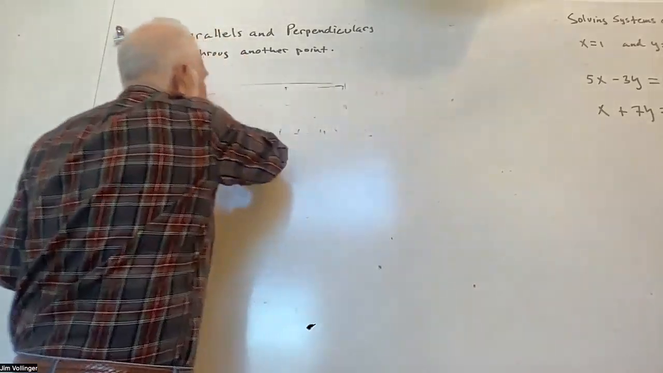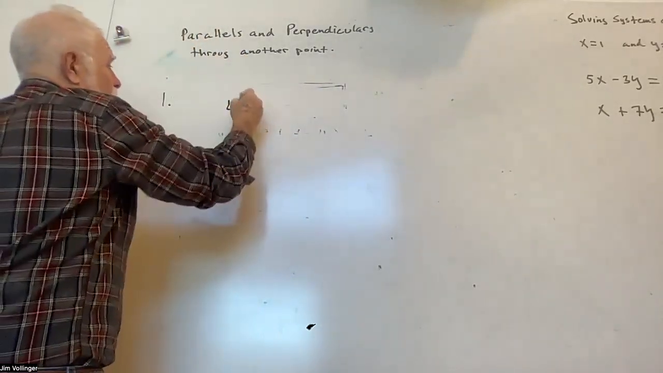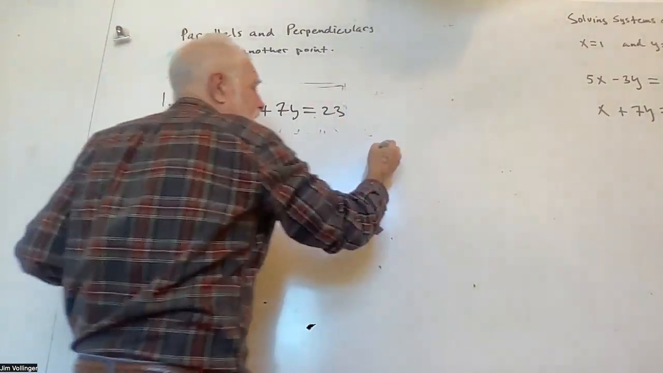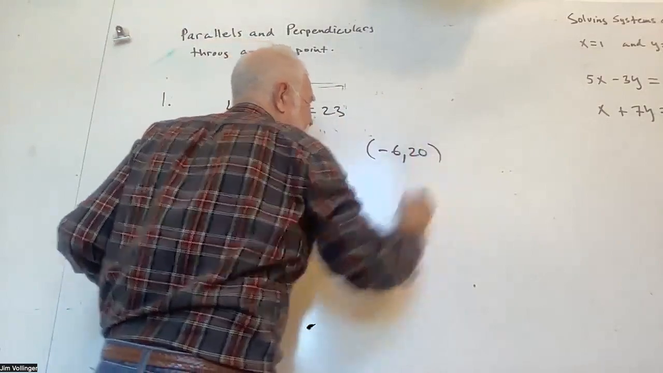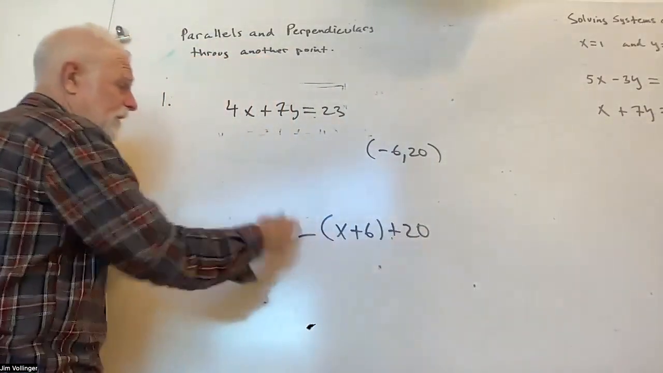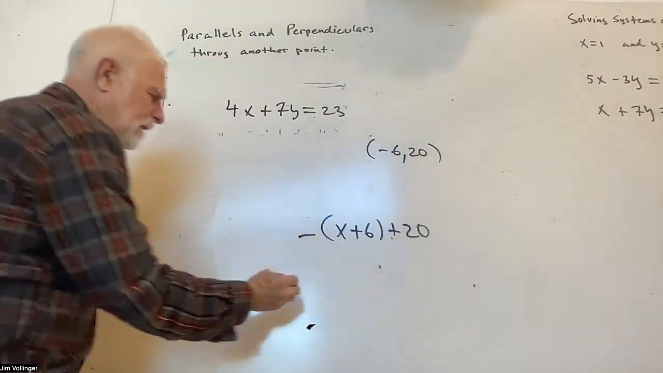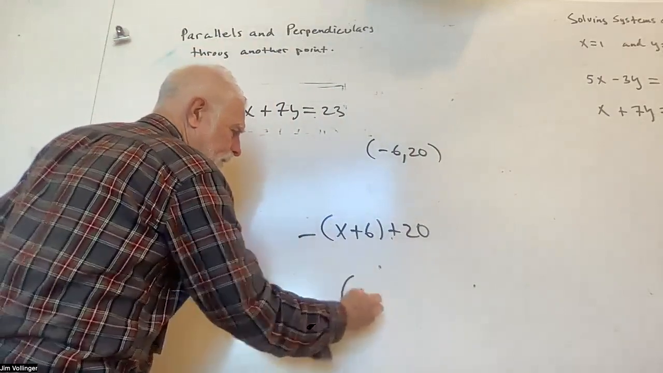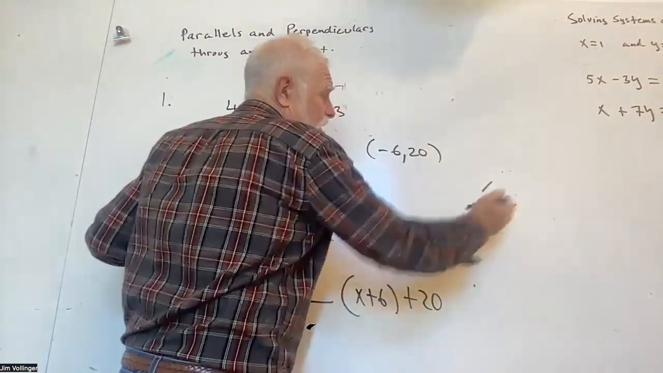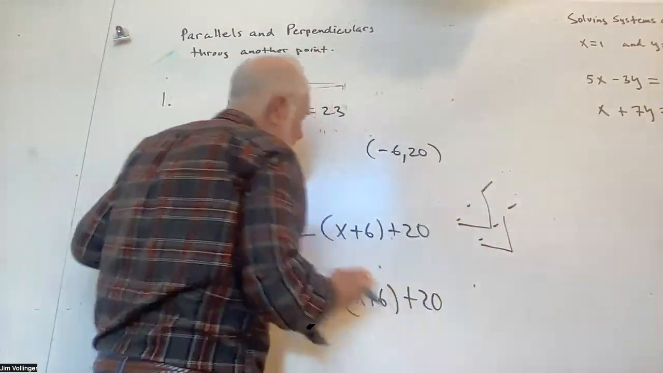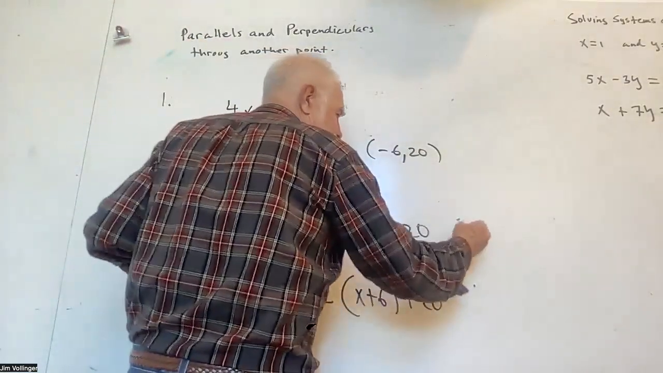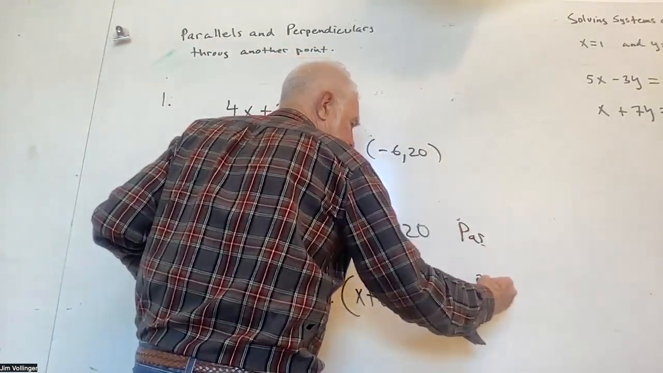Okay, so let's change this up now. Let's go with 4x plus 7y equals 23. And let's have it go through, how about negative 6, 20? I guess x plus 6 plus 20 is going to be part of this. And all I have to do is find the slope. And I think I'll do parallel and perpendicular. Parallel lines have the same slope. Over, up, same, right? So for parallel lines, we just have to get the original slope.